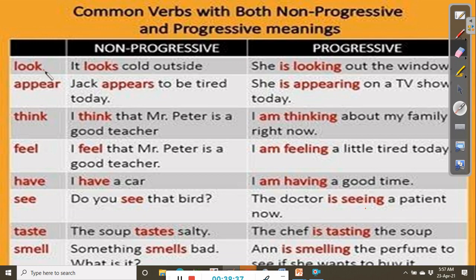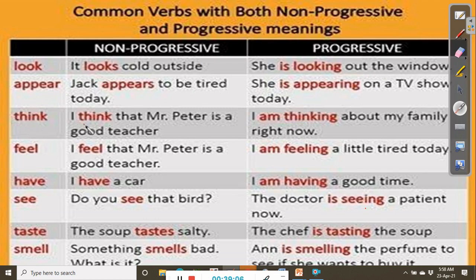Now we have already seen the verb look, and then it looks cold outside. Take note of how we can appropriately use it as a stative verb. It looks cold outside is stative. She is looking out the window is dynamic. Appear. Jack appears to be tired today. Stative. She is appearing on a television show today. Dynamic.